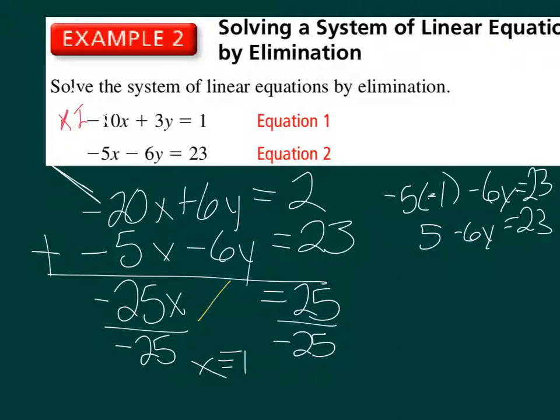I would subtract the 5, so I get negative 6y is equal to, let's see, I would get 18, and I would get y is equal to negative 3. So my solution is negative 1 comma negative 3, and I'm done.